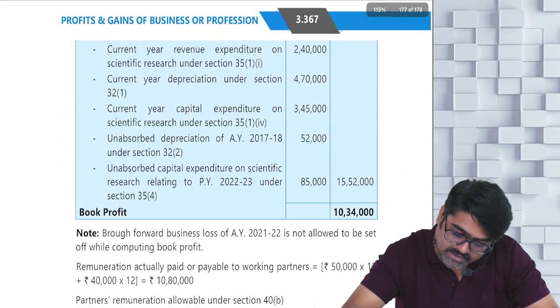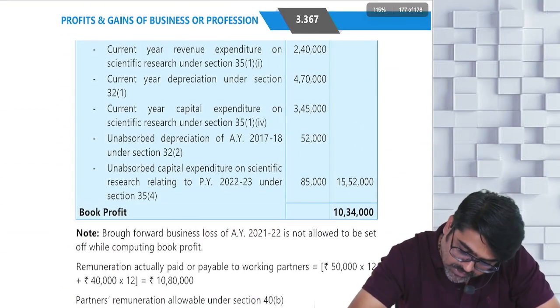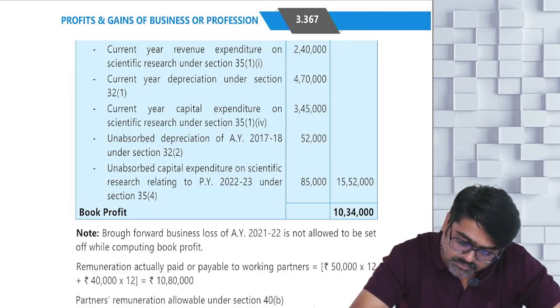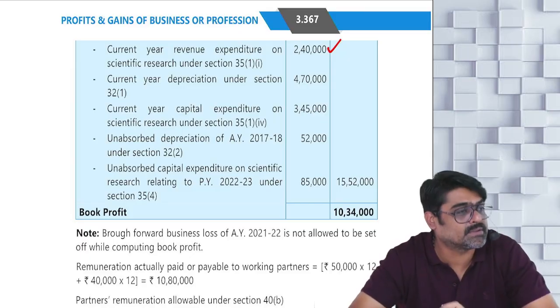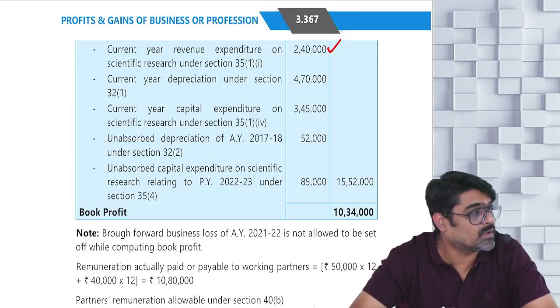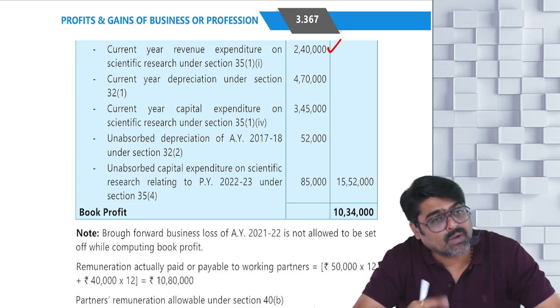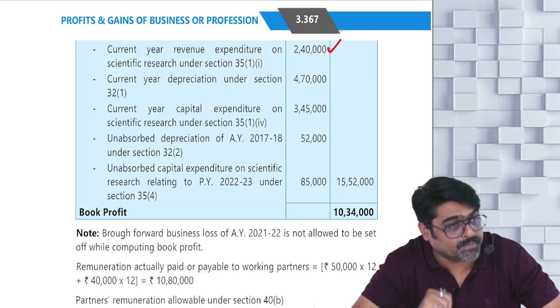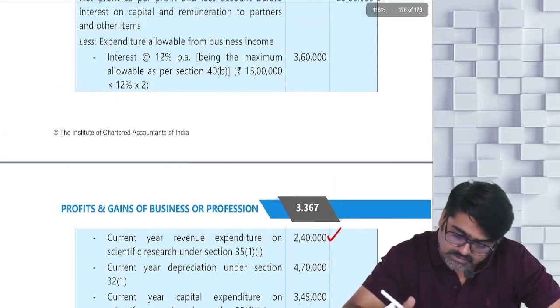How much is the current year depreciation? So first we are going to reduce that. Then are you going to reduce allowable interest? So how much was the interest allowable? 1 lakh 80 to Anand and 1 lakh 80 to Bhim. So 1 lakh 80, 1 lakh 80, 3 lakh 60.